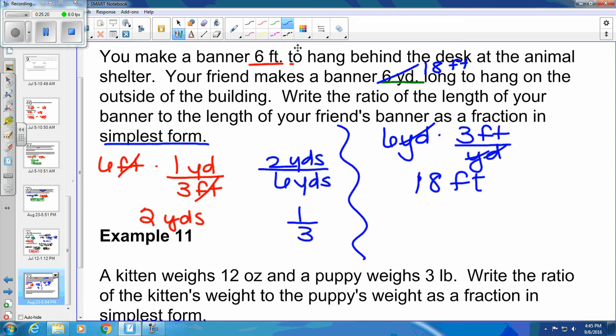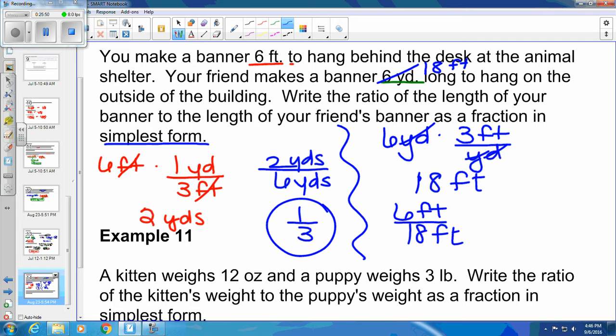So when I write it from the length of my banner to my friend's banner, my banner is 6 feet. His banner is 18 feet. And when I reduce that, 6 divided by 6 is 1, and 18 divided by 6 is 3. Look, I end up with the same answer because I did my conversions properly.